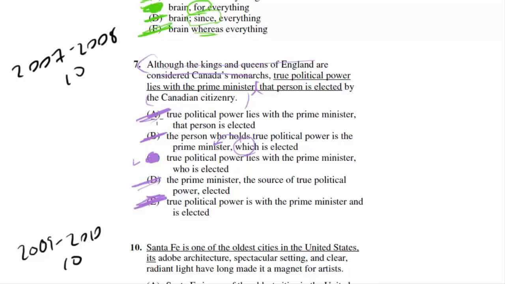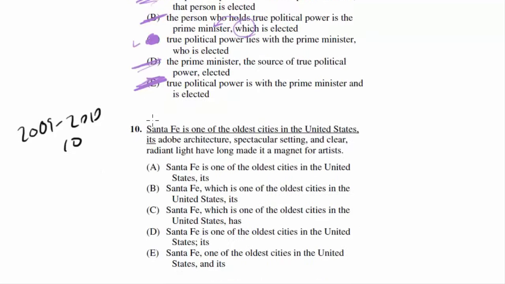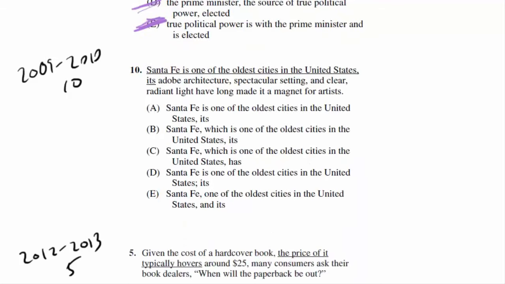All right, number 10. "Santa Fe is one of the oldest cities in the United States. Its adobe architecture, spectacular setting, and clear radiant light have long made it a magnet for artists." Be very careful whenever you see "it" coming right after the clause, because here, again, another comma splice. Complete sentence, just a comma separating them. So A is gone. "Santa Fe, which is one of the oldest cities in the United States, its adobe architecture." So we have a fragment, no good for B.